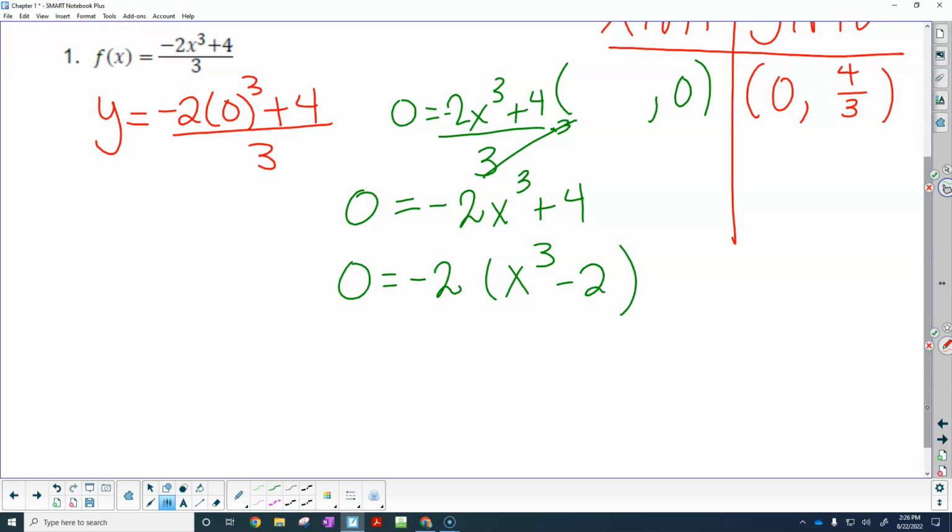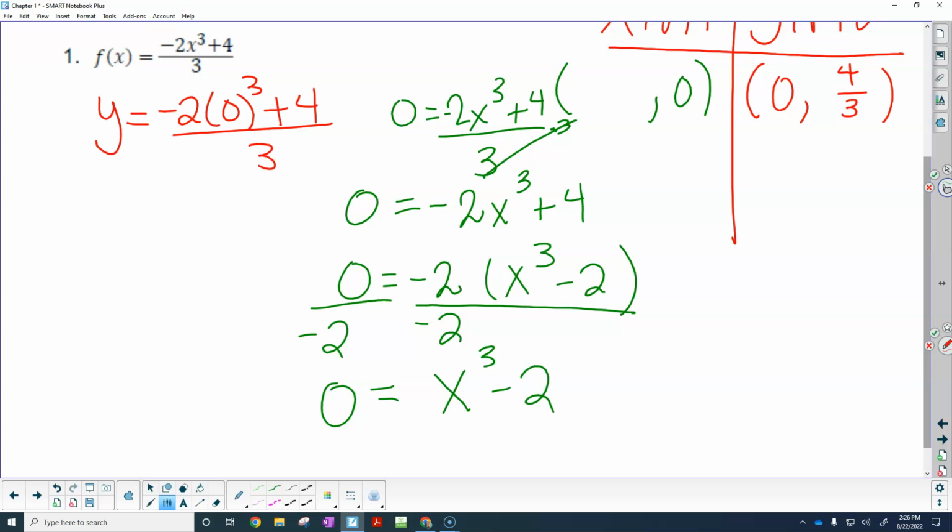Look at that. Do you have any questions on that? Divide both sides by negative 2. Remember, that fraction's okay. What does that simplify to again? 0. Still just a 0. That's right. 0 is going to equal x to the third minus 2. I can't factor that, so we're straight solving now. Guys, move the negative 2 over. It's going to be positive.